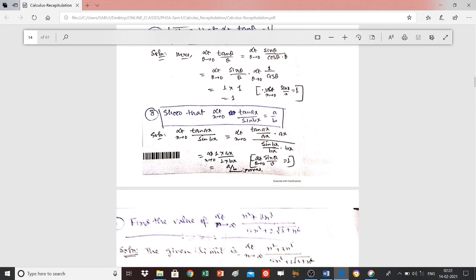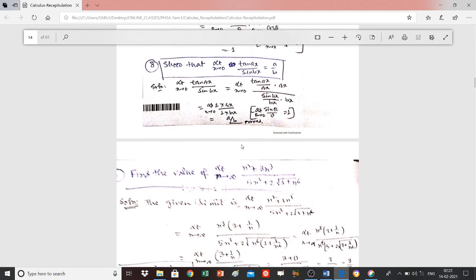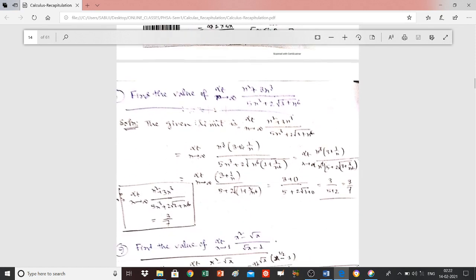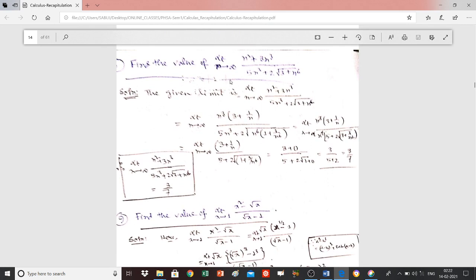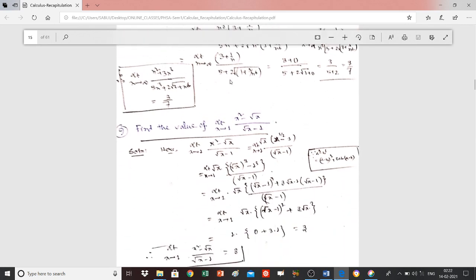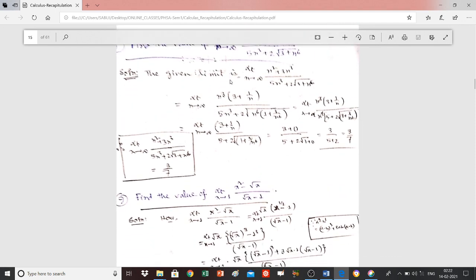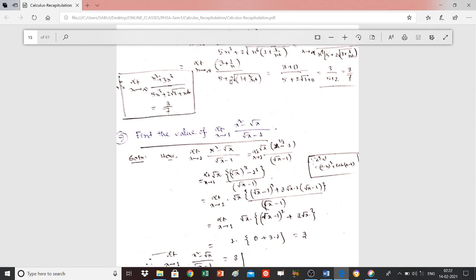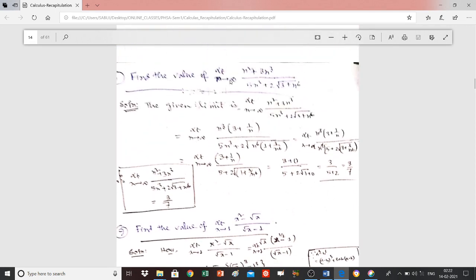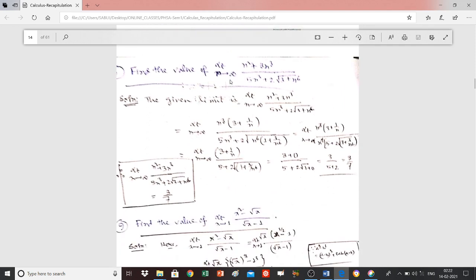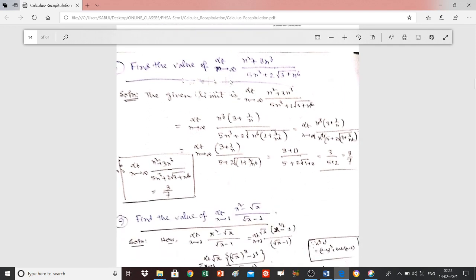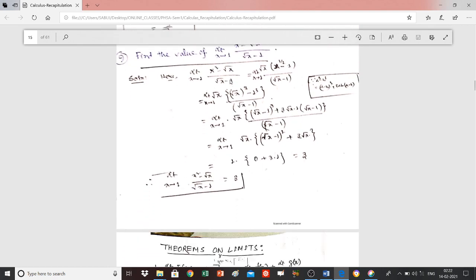Now another one is limit x tends to 0, tan ax by sine bx, that is equal to a by b. You have to prove it, and this is done here. Just calculate yourself, you can prove it. Another example is here, this one and this one. Just go through these and calculate yourself. You know how to calculate the limits of a function from this class, so it will not be very difficult for you. I am leaving this for you.